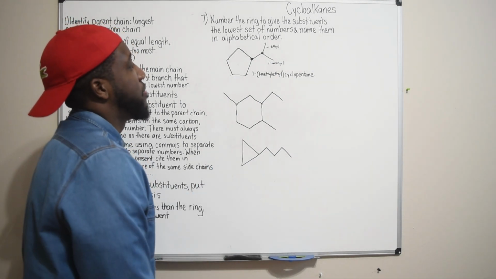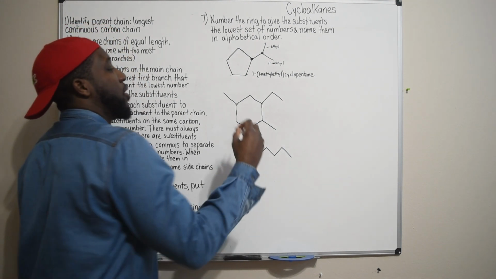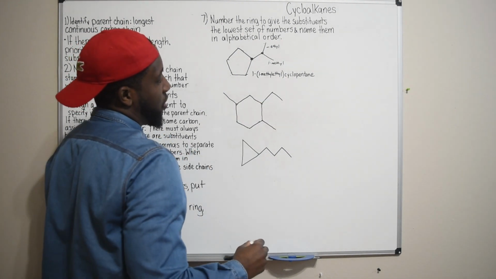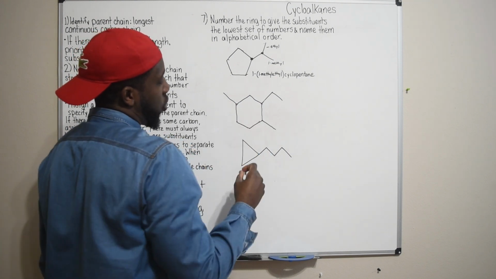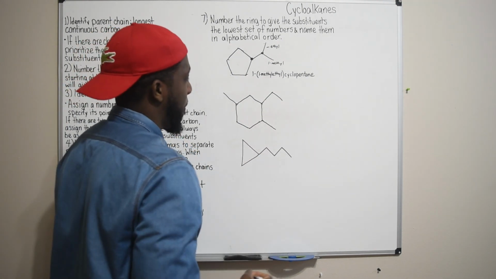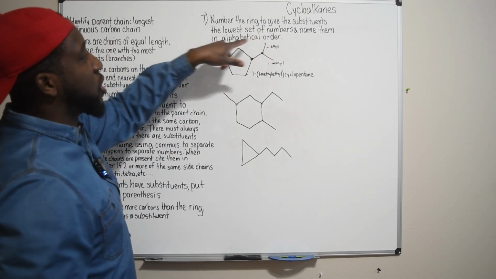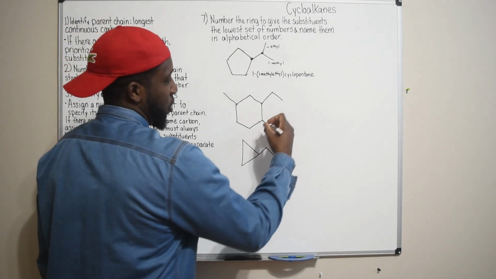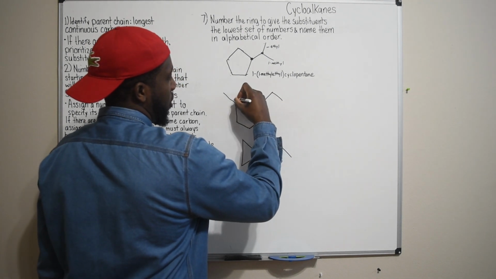All right, so we have a tri-substituted ring. So how many carbons are in the ring? 1, 2, 3, 4, 5, 6. So we got a cyclohexane. And let's look at the groups. So we have a methyl here, 1, 2, and an ethyl here. All right, so now we have to number them. Number the ring to give the substituents the lowest set of numbers. Okay, so if we start here, we would have 1, 2, 3, 4.